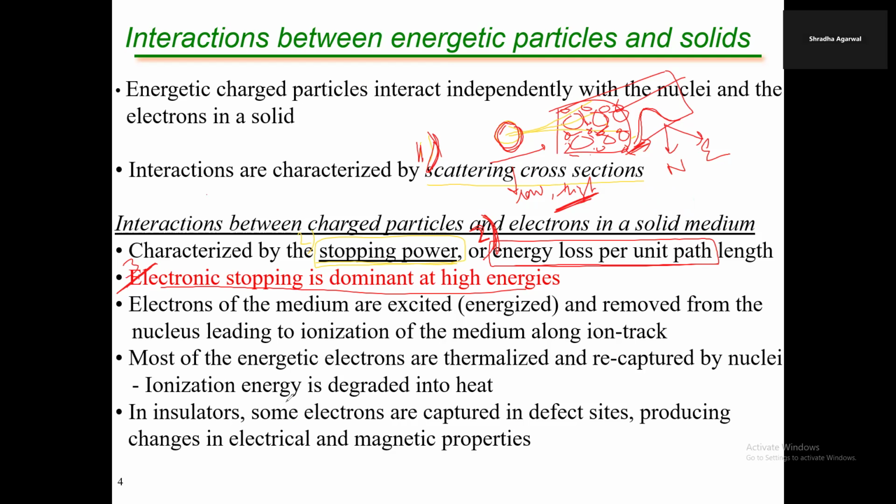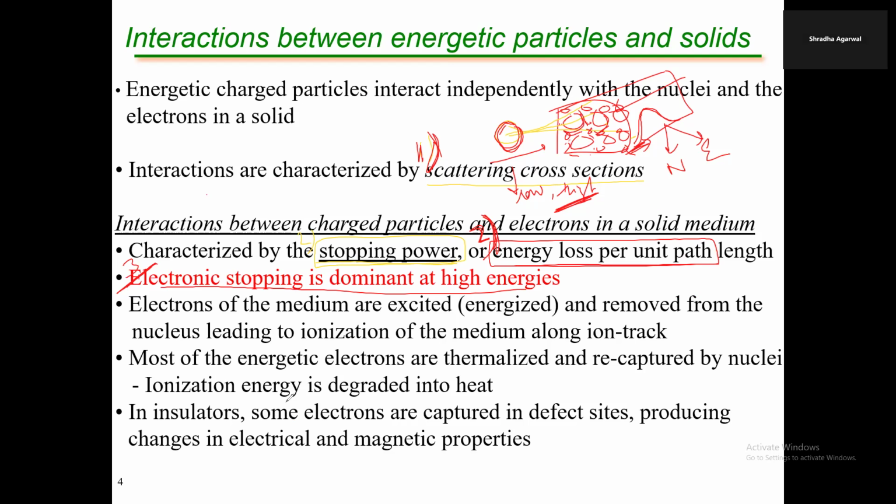Now, the fourth thing is that when the energy is very high and the ion tries to pass into the material, the electrons of the material get excited, right?